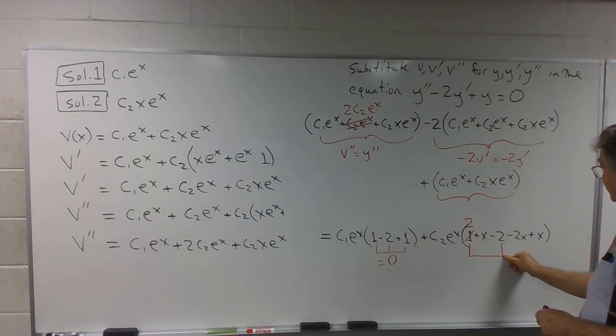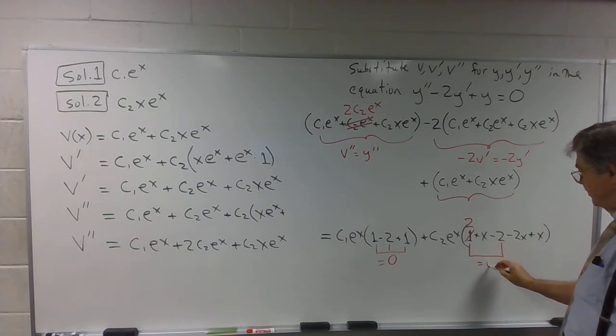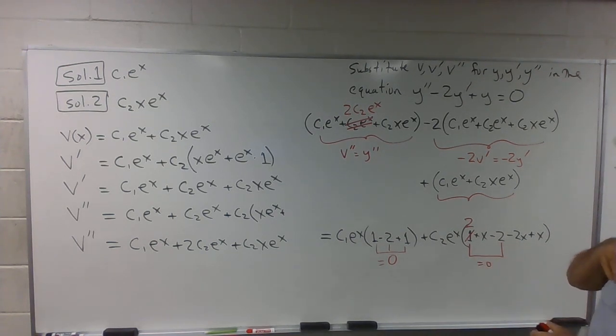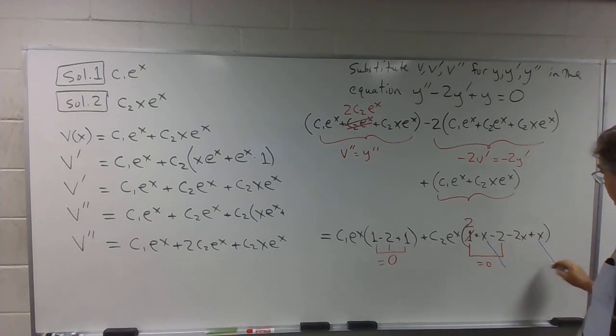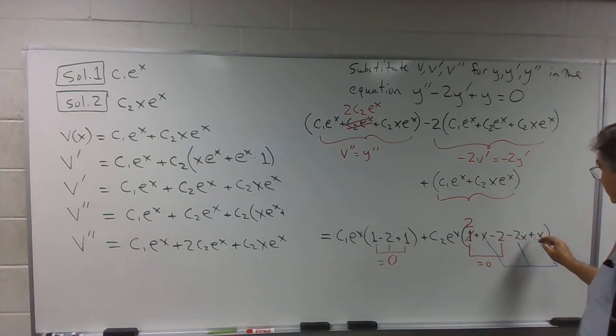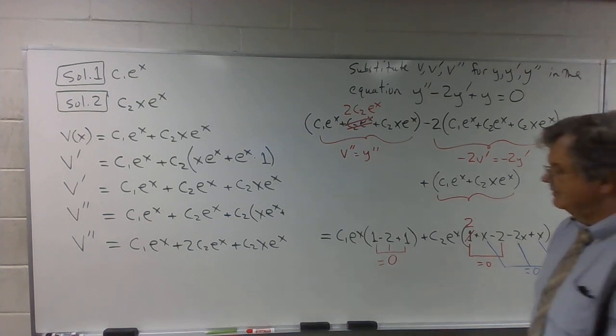Okay. So 2 minus 2 is 0, thank goodness. And over here, x plus x minus 2x is 0. So all of this works out to be 0, especially if we do the math right the first time.